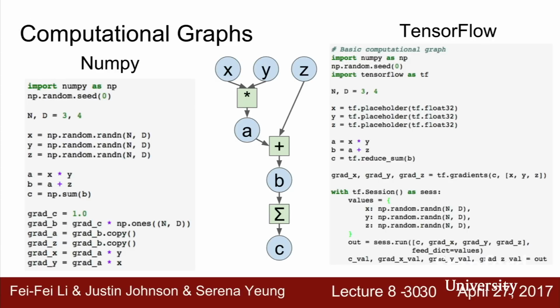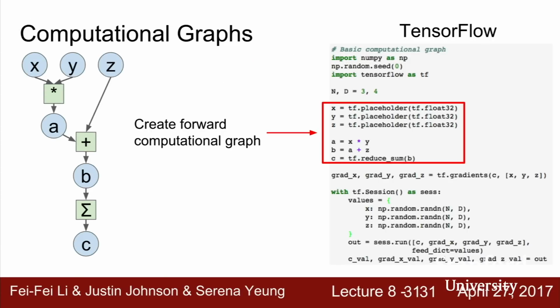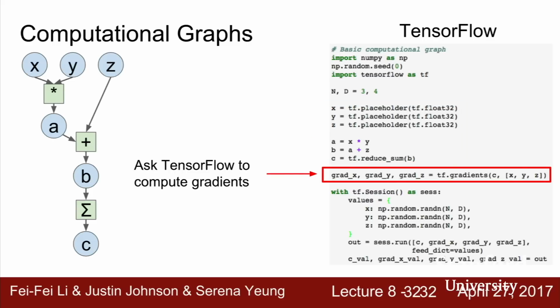So if we look at an example in TensorFlow of the exact same computational graph, we see that in this forward pass, you write code that ends up looking very, very similar to the NumPy forward pass, where you're doing these multiplication and addition operations. But now TensorFlow has this magic line that just computes all the gradients for you. So now you don't have to go in and write your own backward pass, and that's much more convenient.